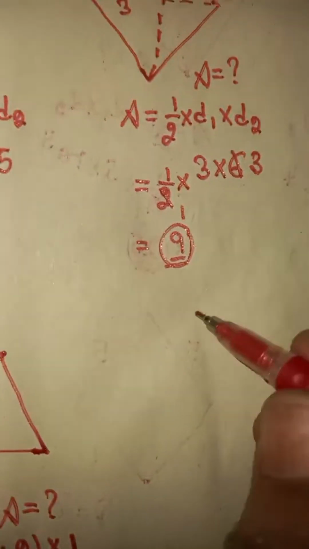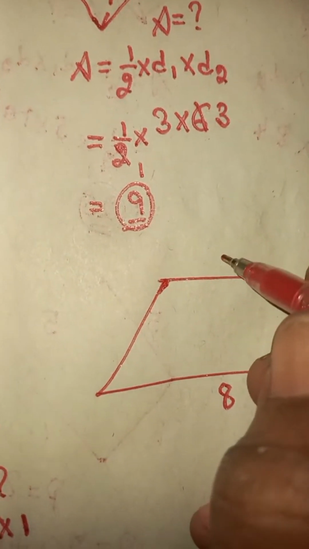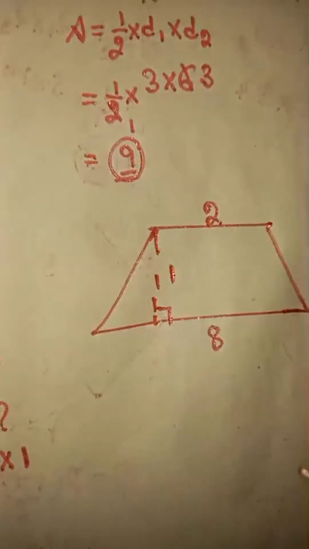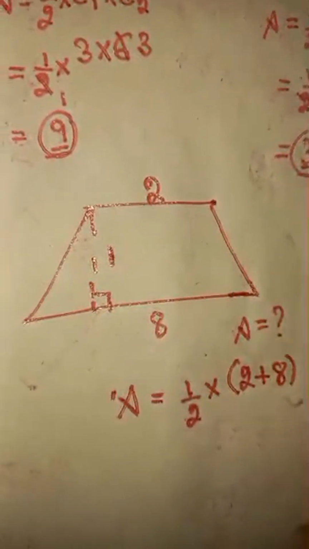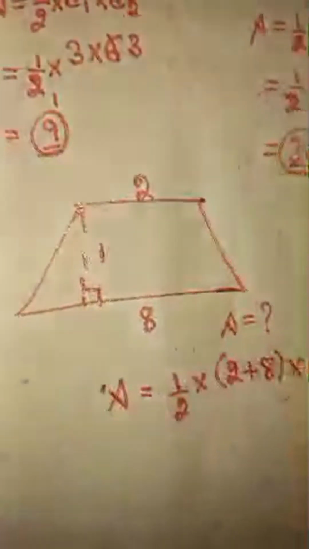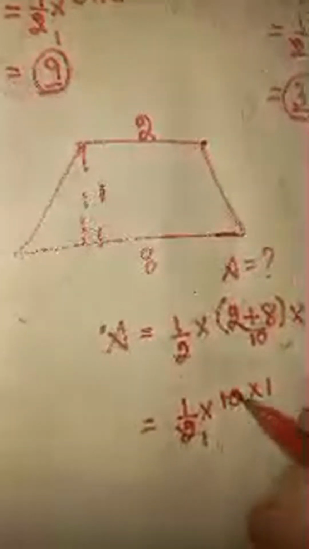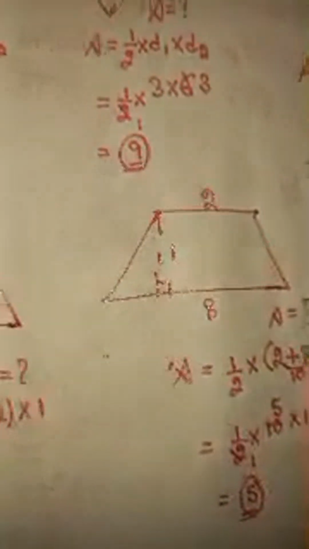In this trapezium they have given the base length as 8 units and another parallel base as 2 units, but the perpendicular height they have given us is 1 unit. You need to find out what's the area of the trapezium. Area of the trapezium is half times the sum of parallel sides, that is 2 and 8, 2 plus 8, times the perpendicular height which is 1 unit. 2 plus 8 becomes 10, so it becomes half times 10 times 1. You can divide 2, 1 times 2, 5 times as 10. 5 times 1 is 5. 5 square units is the area of this trapezium.